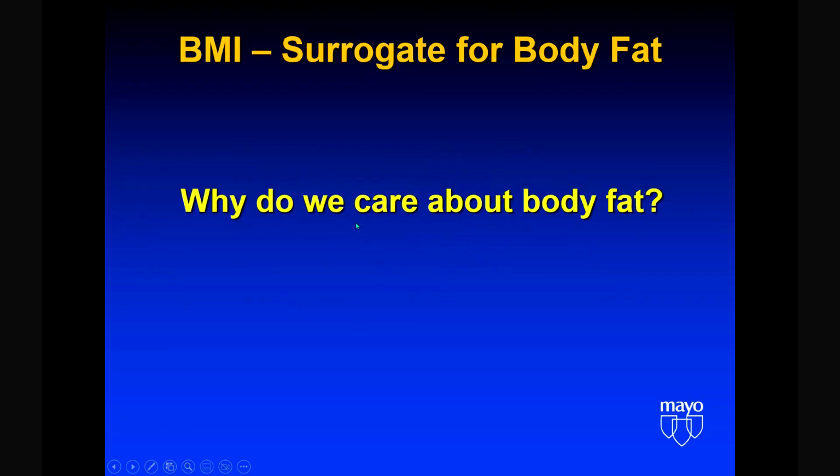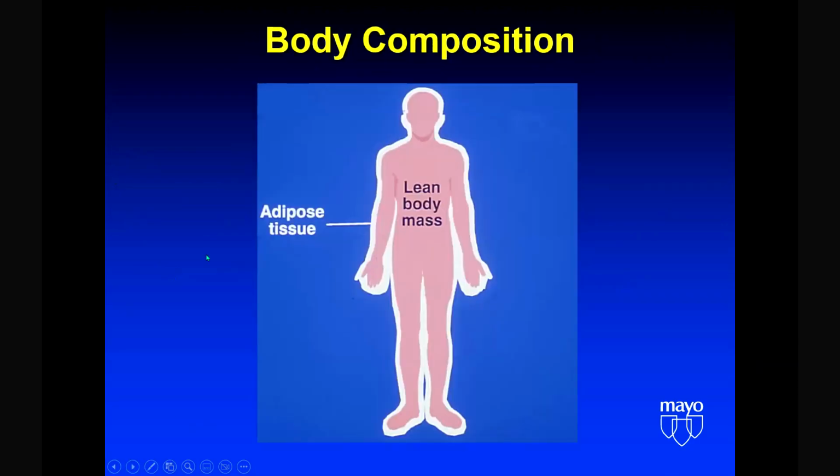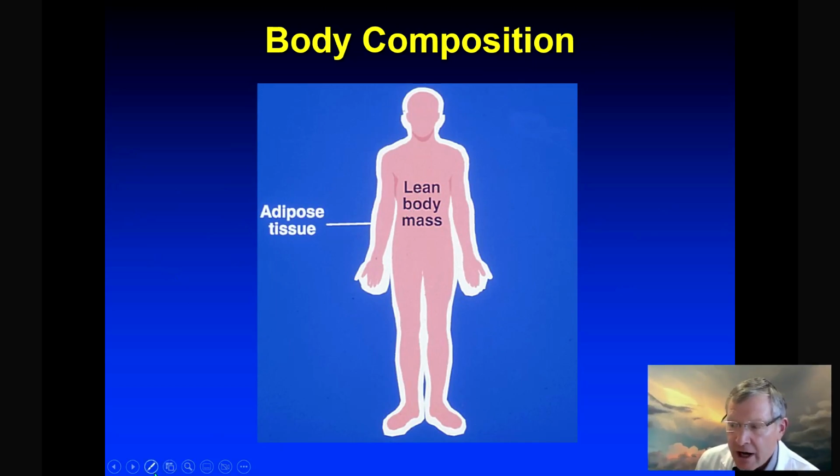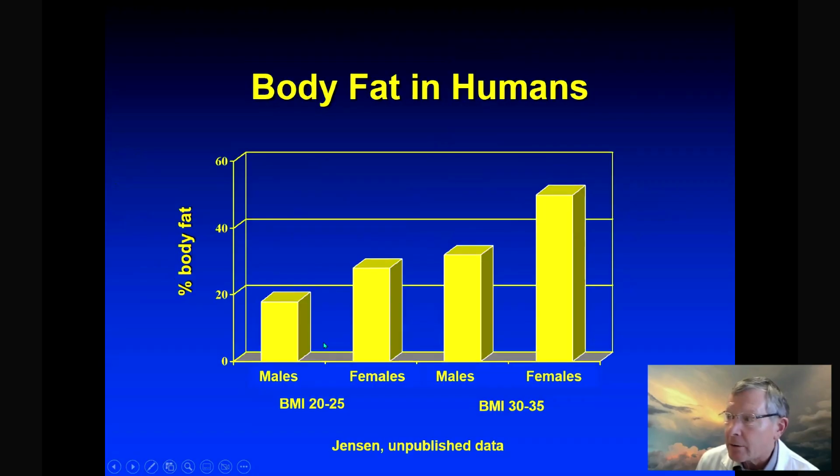And to circle back to why do we care about body fat? We've already heard a lot about body composition today in terms of how we use different approaches to measure the amount of lean body mass that you've got and how much adipose tissue mass we got. But I thought it'd be interesting to go over some of the biological differences that we know about.